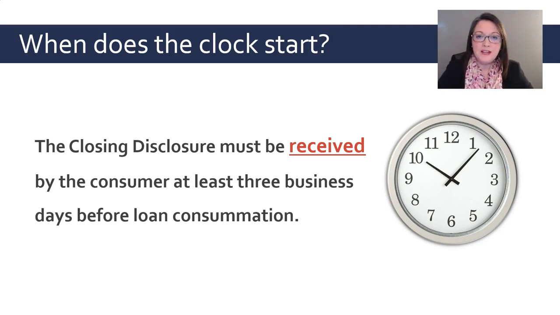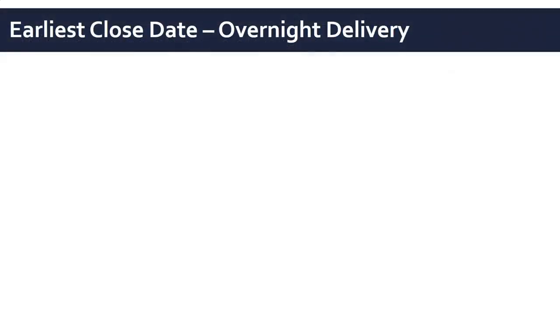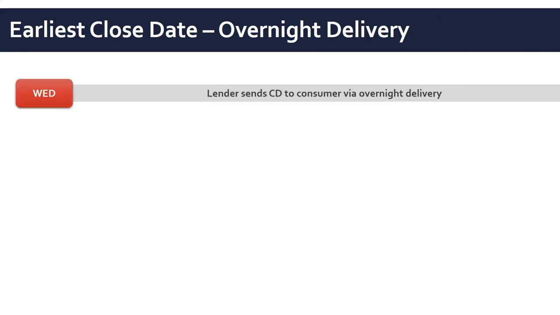So next, I'm going to show you a timeline example that I think will help make it a little bit easier. So in this example, let's say that we are overnighting the closing disclosure and want to determine when is the earliest date we can schedule the closing for. So in this week, let's also assume that there are no holidays.